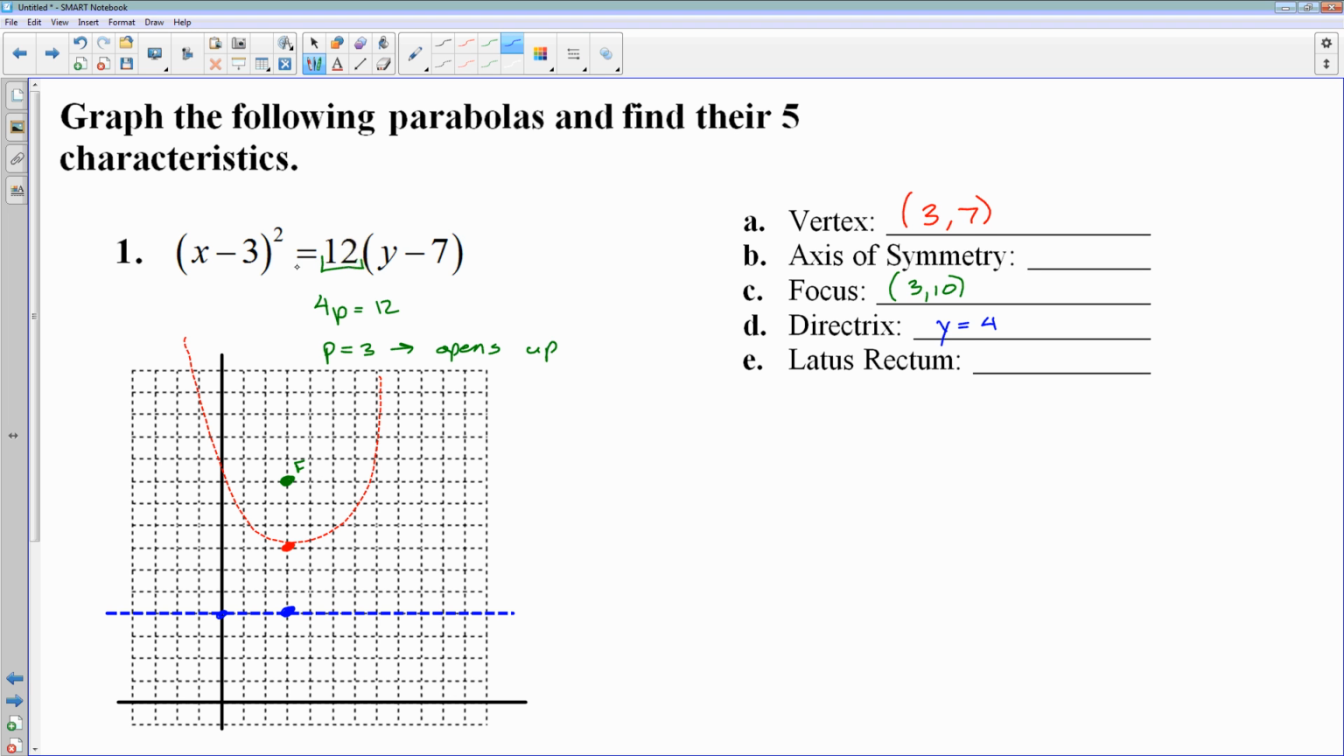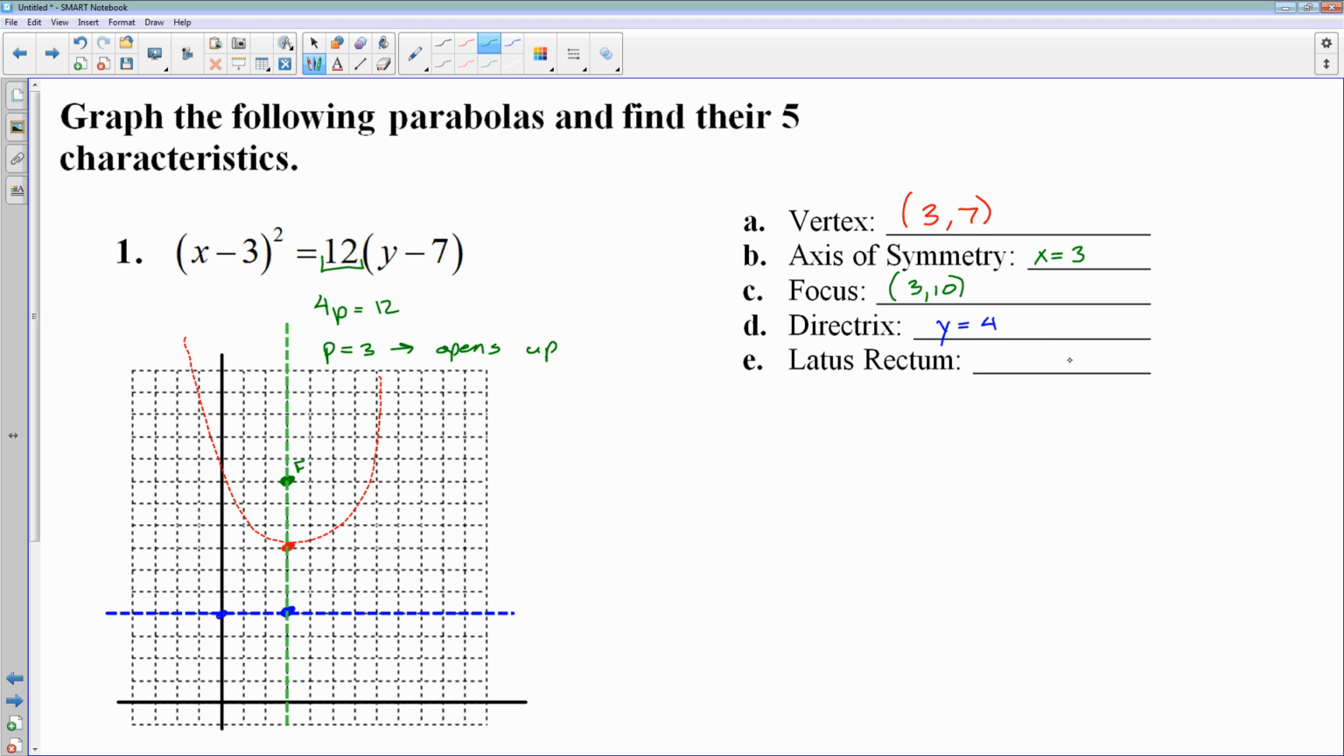The axis of symmetry, I've kind of ignored that. My axis of symmetry is the line that splits my parabola in half. It goes right through the vertex. So there's my axis of symmetry. It is a vertical line, and my vertical line hits the point x equals 3. So my axis of symmetry is the line x equals 3.